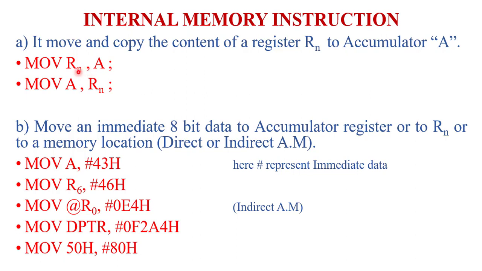And the reverse is also possible. MOV A, Rn. This instruction tells that move the content of Rn register into the accumulator register.